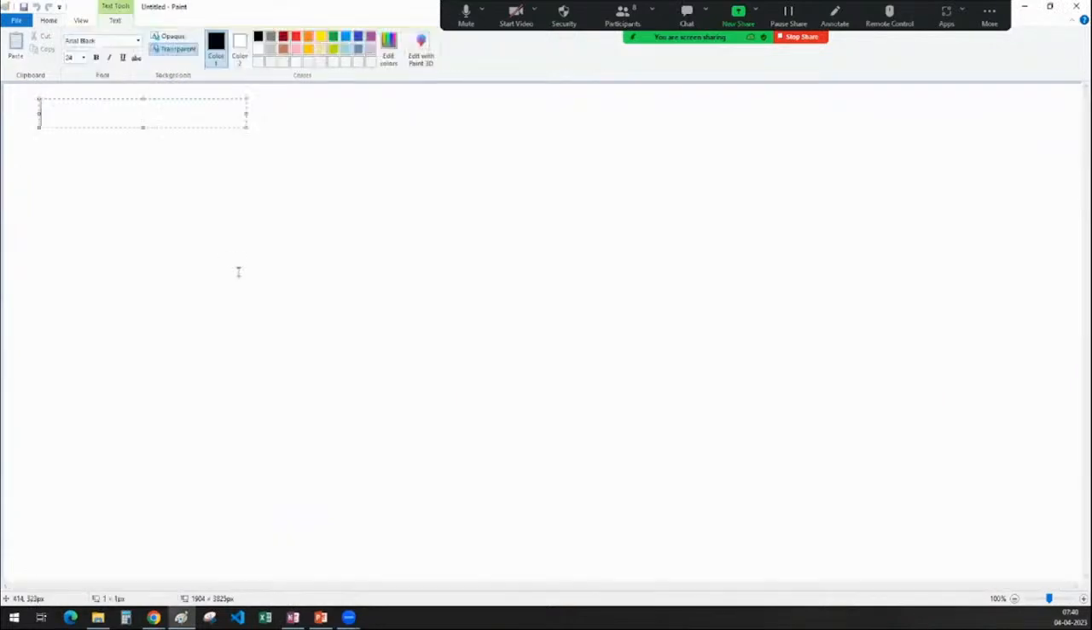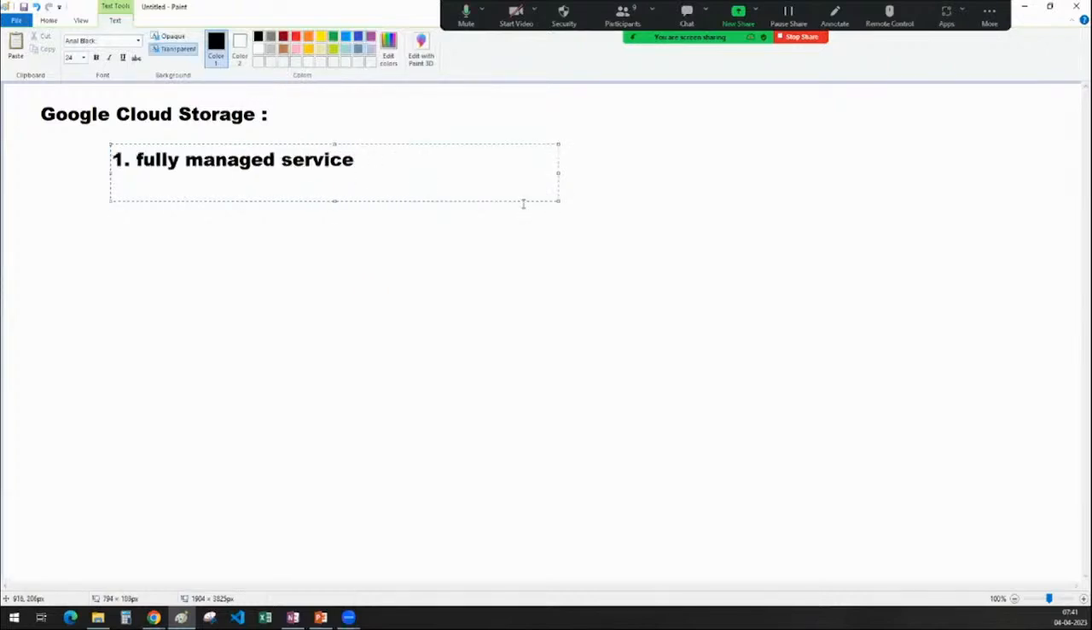So from today, the very first topic that we are going to see is Google Cloud Storage. What is Google Cloud Storage? Let us see first. Okay, so Google Cloud Storage is one of the fully managed services in the GCP. What is this one, sir? One of the fully managed services in the GCP. What do you mean by that, sir?